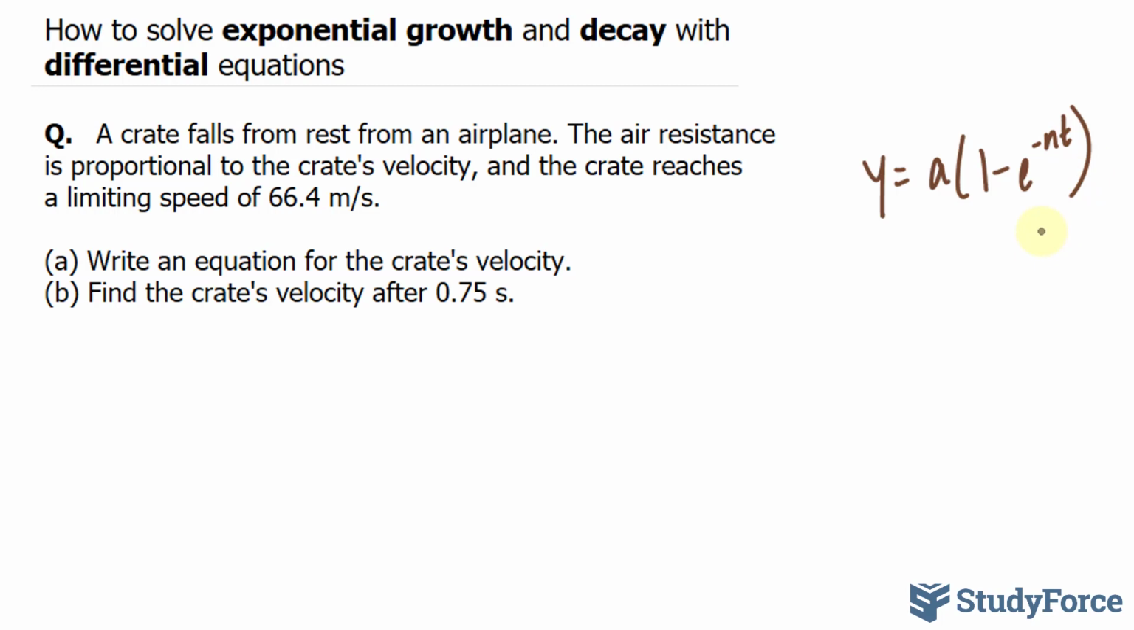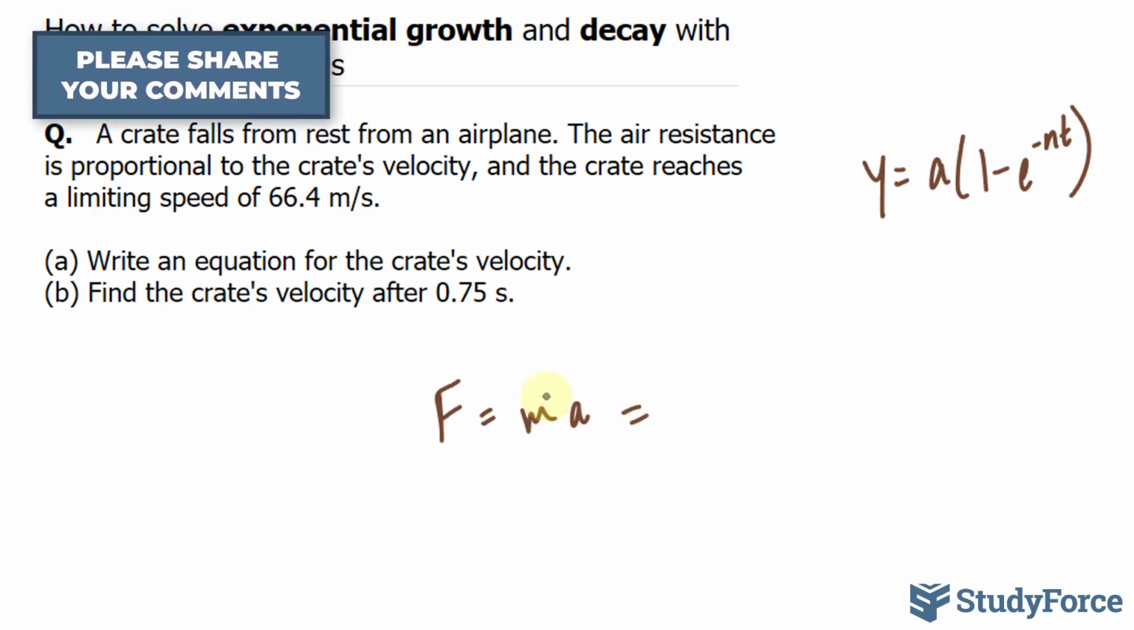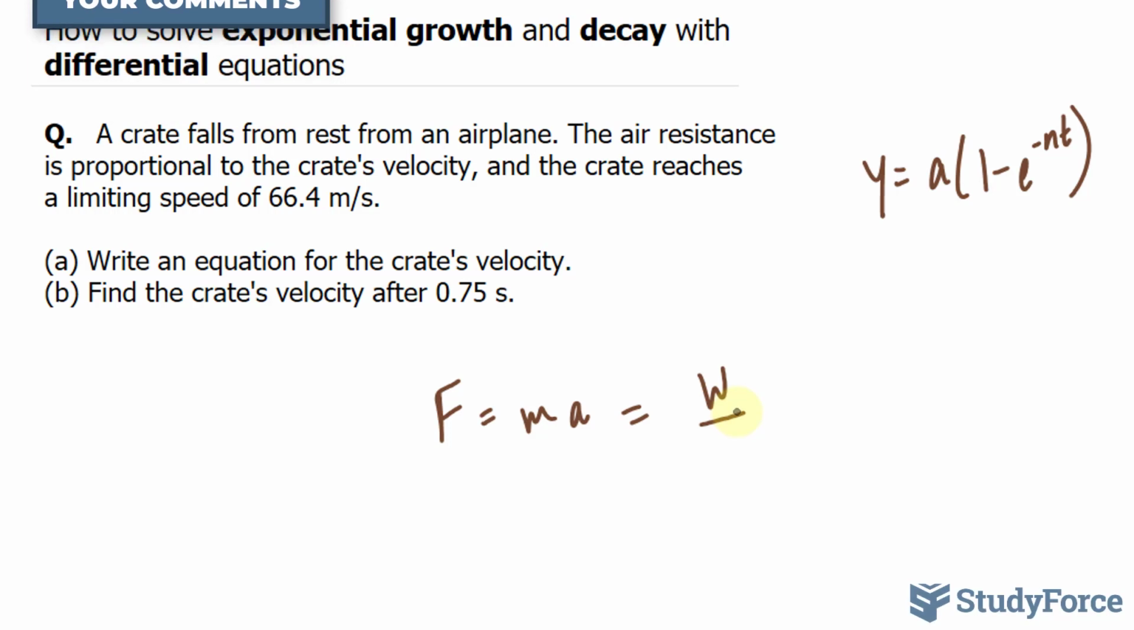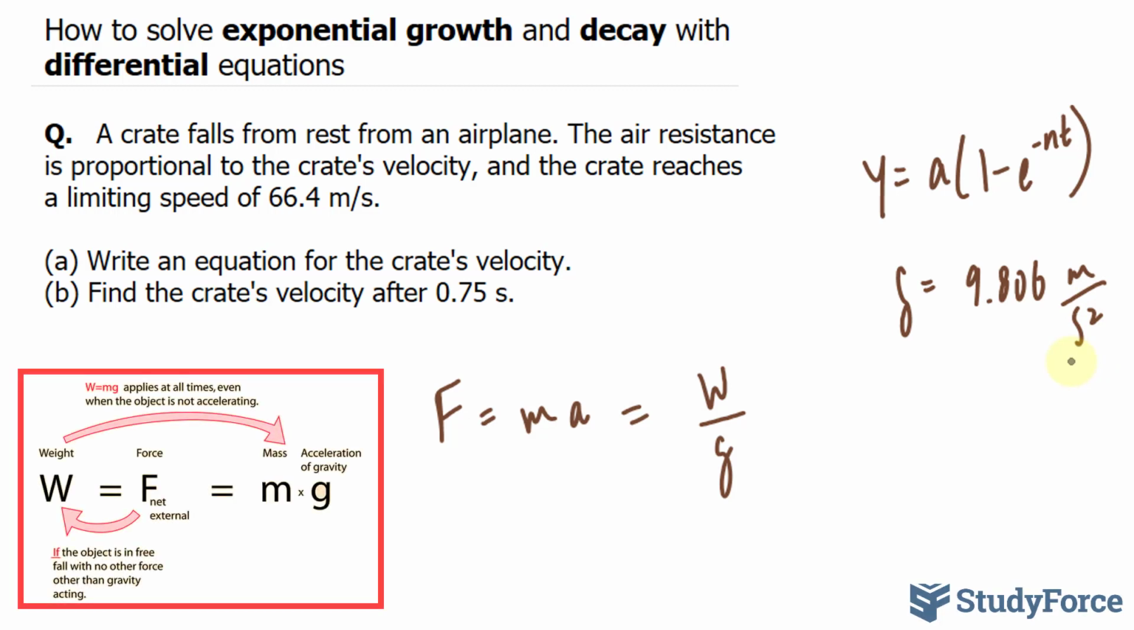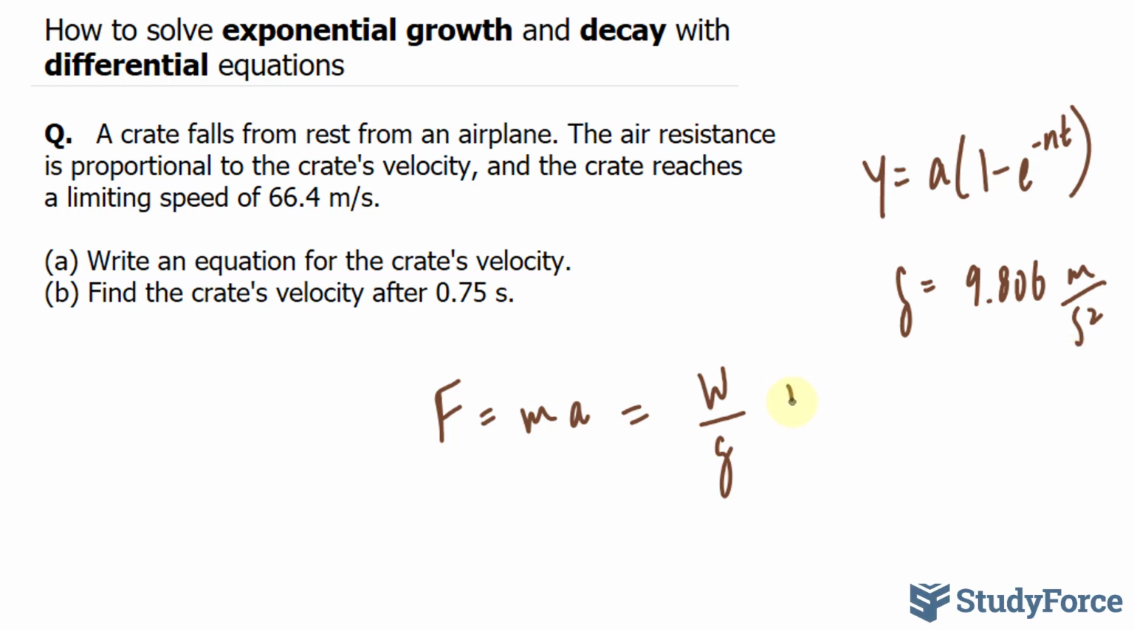We'll start off by writing Newton's second law, which is force is equal to mass times the acceleration, and this is equal to W over g, where W represents our weight and g, our gravity, is equal to 9.806 meters per second squared. So dividing the weight by the gravity will end up giving you the mass. And in place of the a, I'll put dv over dt. And this tells us the derivative of the velocity with respect to time, and that's another way of representing acceleration.